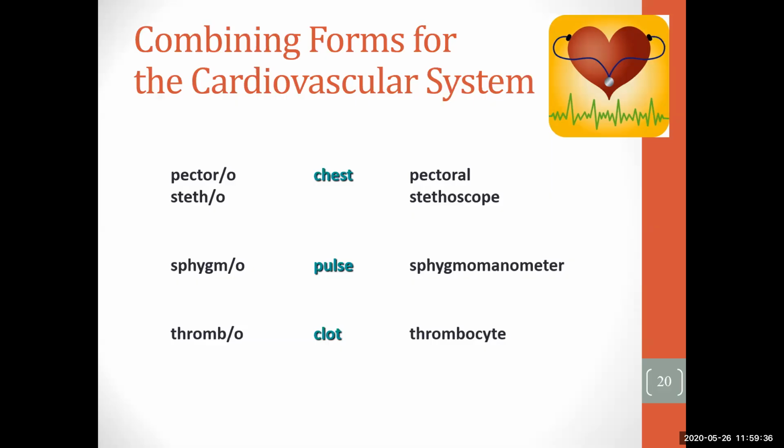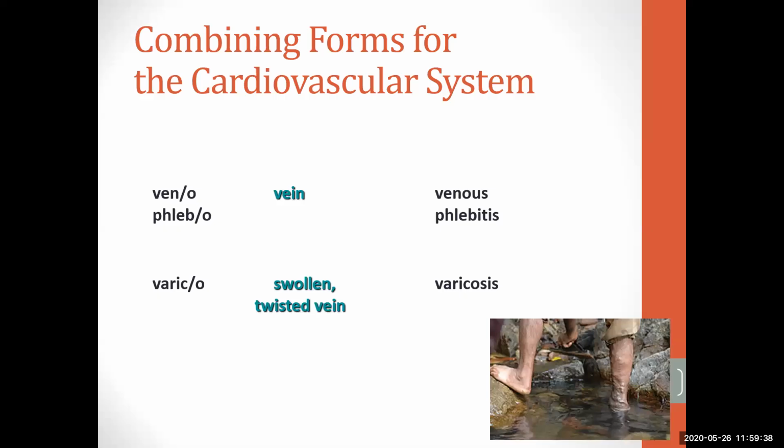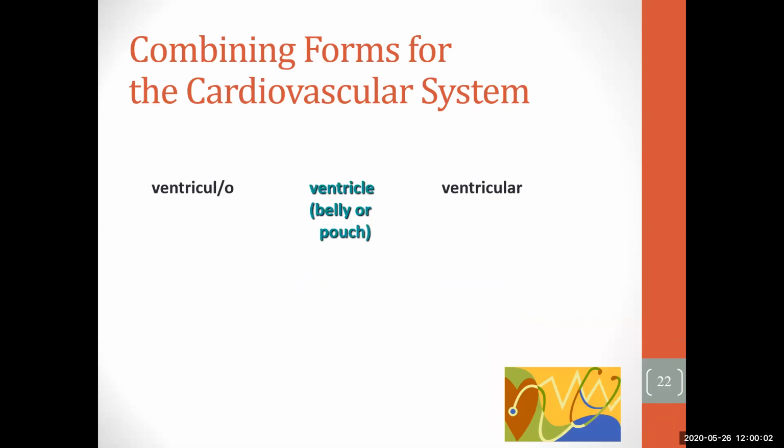Thrombo is clot, like a cell clot, thrombocyte. Veno and phlebo both mean vein, so venous, and phlebitis is inflammation of the vein. Varico is swollen, twisted veins, varicosis. You can see this picture here. The back of that right leg has very tortuous, twisted veins, varicose. Ventriculo is the ventricle, which also means belly or pouch.